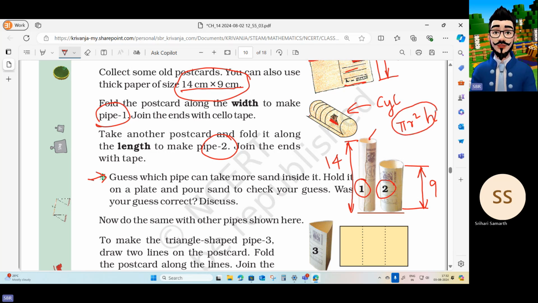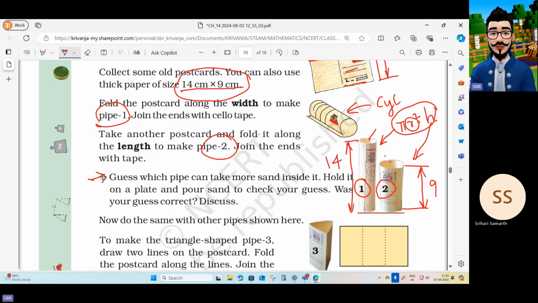You have to use this formula to calculate the volume of this pipe 1. For pipe 1, what is the value of h? 14 centimeters. Very good. Do you know the value of r for pipe 1? Okay, don't worry, we'll do that later. And for pipe 2, what is the value of h? 9 centimeters.